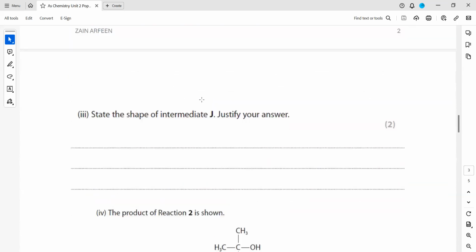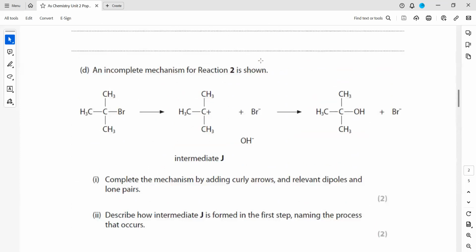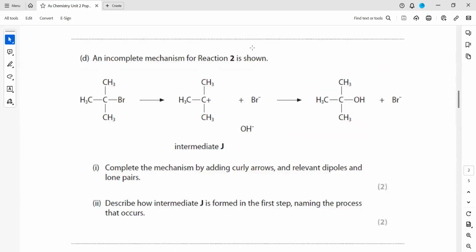State the shape of the intermediate and justify your answer. Whenever we predict the shape, we check the central atom. So the central atom is carbon. For this central atom, we check how many bond pairs and how many lone pairs there are. This is one bond pair, this is the second bond pair, this is the third bond pair. So three bond pairs are there.